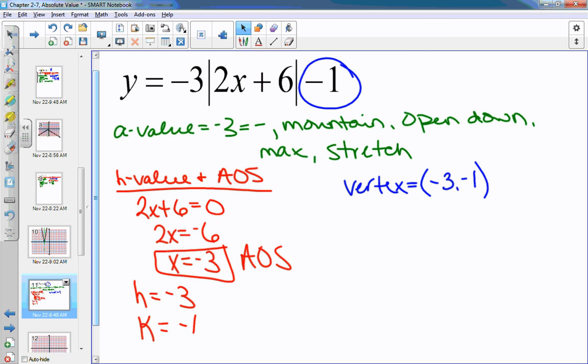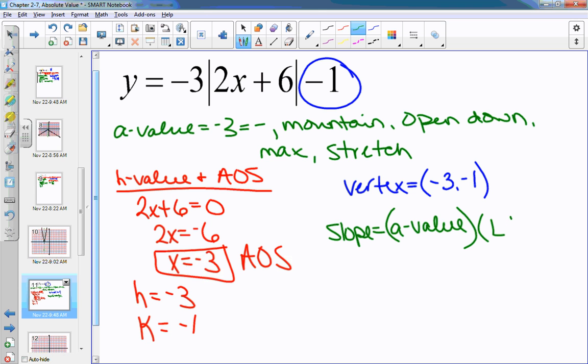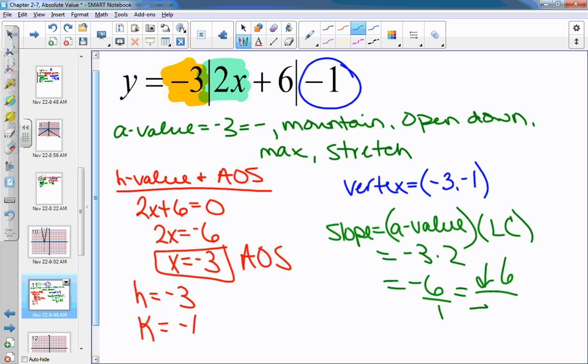Find your slope. How do we find a slope again? A value times your leading coefficient, right? So that's going to be -3 times what? So that's going to be -3 times 2, which gives me -6/1, correct? So what does that mean? I go down 6 and I go left and right 1. Yes?